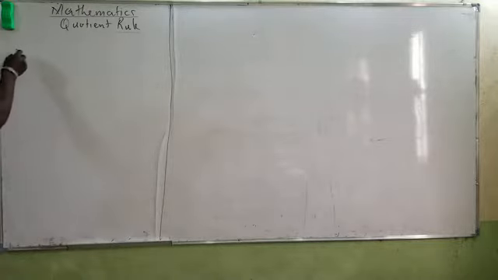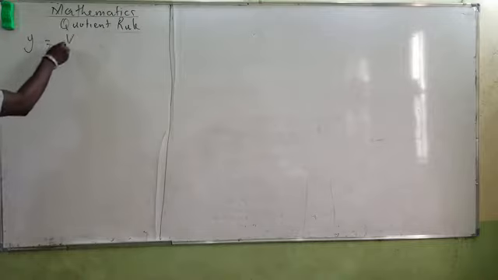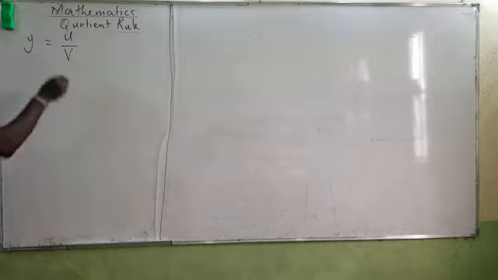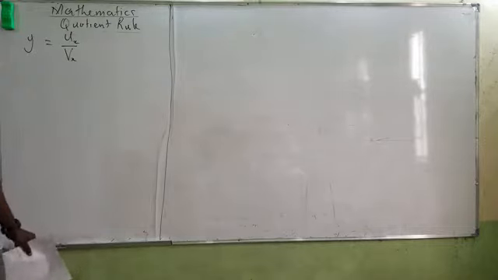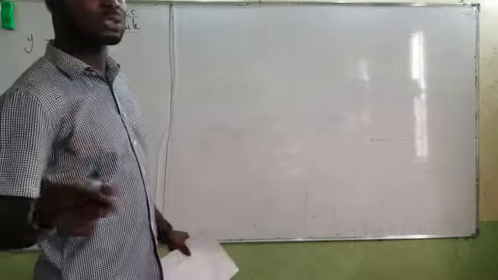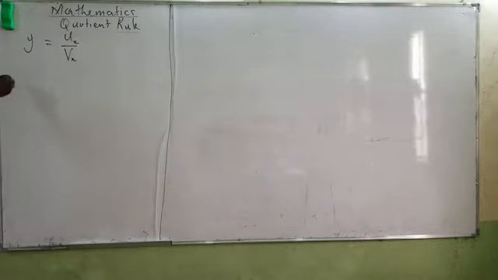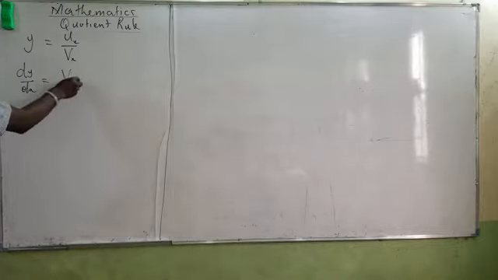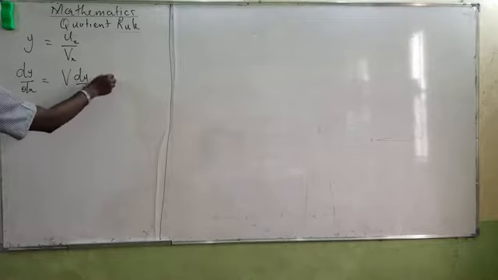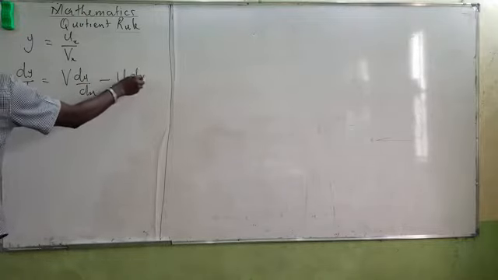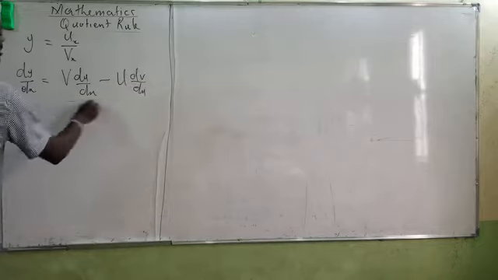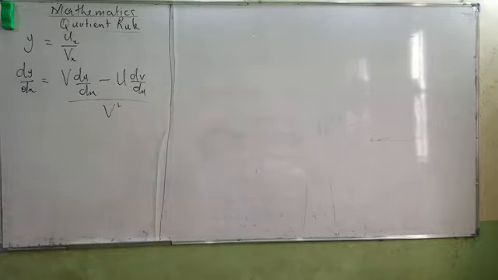When we talk about quotient rule, we are talking about y equals u all over v. Don't forget, these will be functions of x, if I'm working along with x. And my dy/dx will be equal to v du/dx minus u dv/dx, divided by v squared. Take note of that. Take note of that.